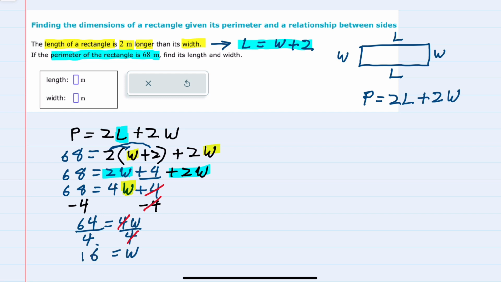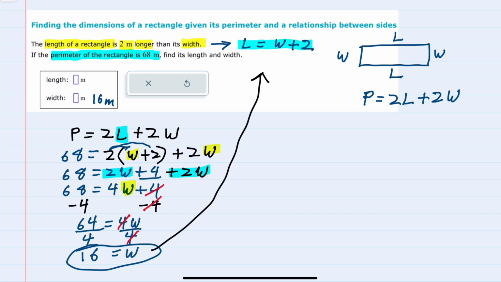So we have found one of the measures we were asked for. The width is 16 meters, but we also need the length, and that's where we can use this equation. Substituting in the W we now know is 16. The length is 16 plus 2, the width plus 2, so our length will be 18 meters. 18 meters is the length. We found both measures.